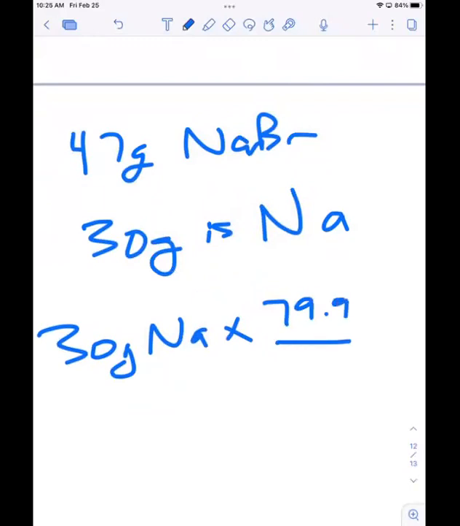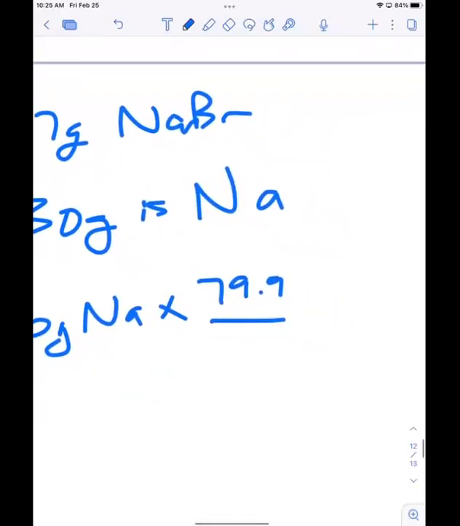So this is 79.9 divided by, I think sodium is, what is sodium? Is it 29 or 21? Somebody look at the periodic table real quick. Tell me what the atomic mass of sodium is. 23 if you round it. 23.